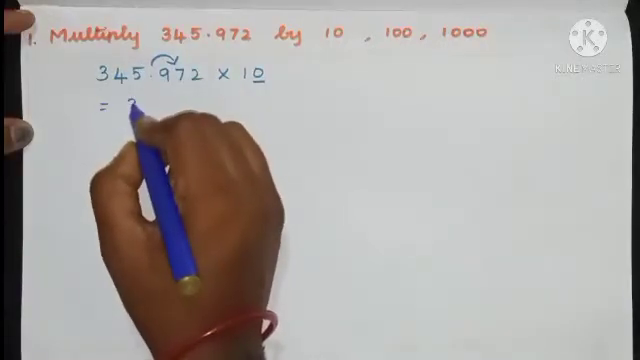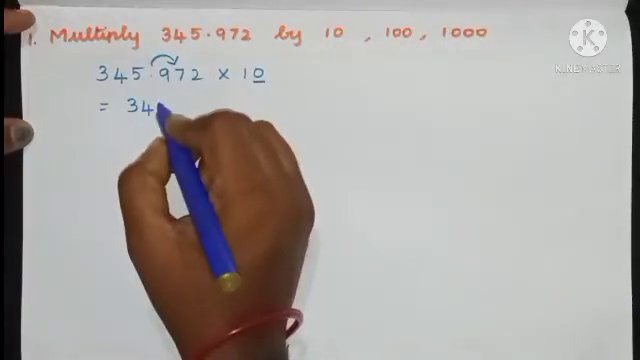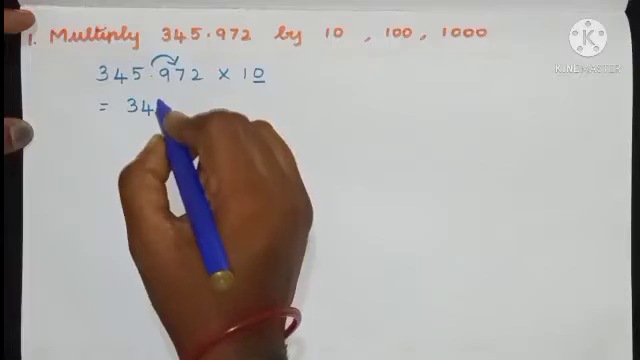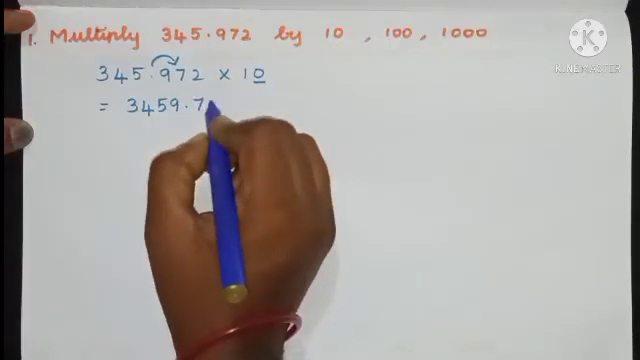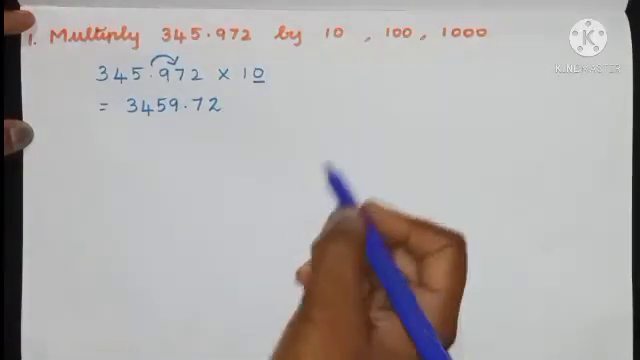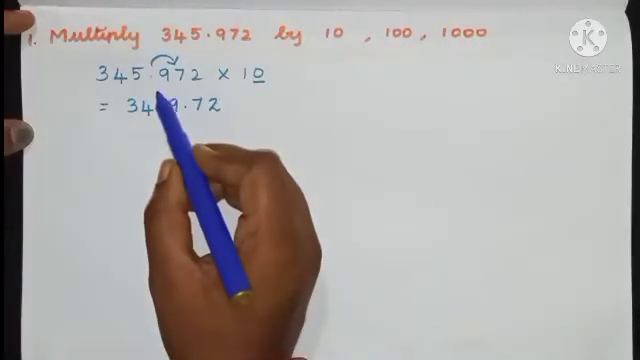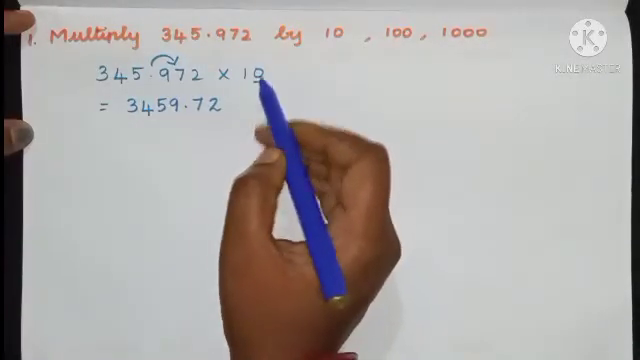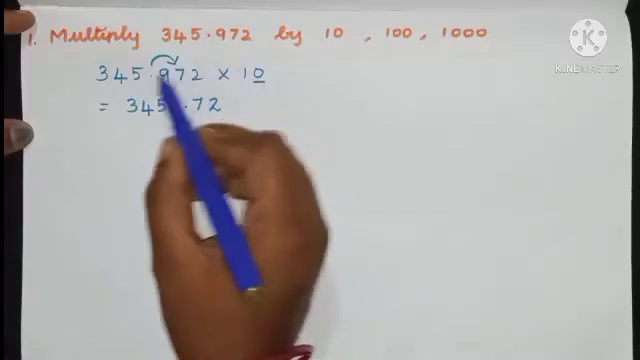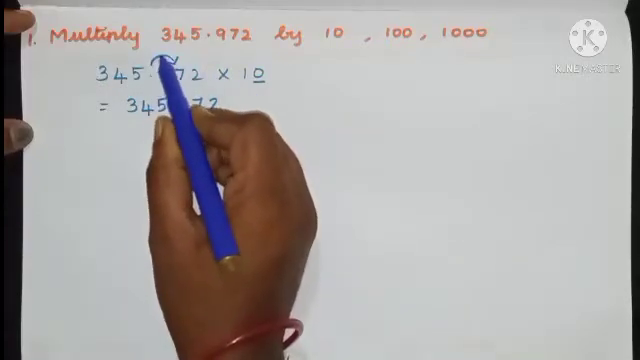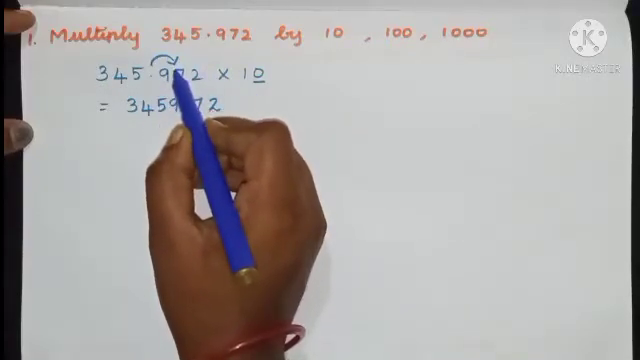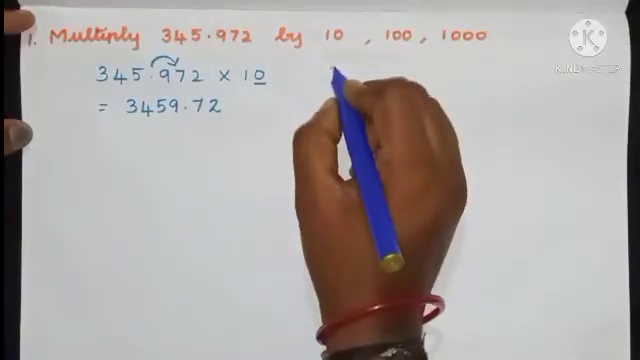So we will get the answer as 3459.72. How do you get the answer? Here we have to multiply the decimal number by 10. Here only one 0 is there. So you have to move the decimal point one place towards the right.